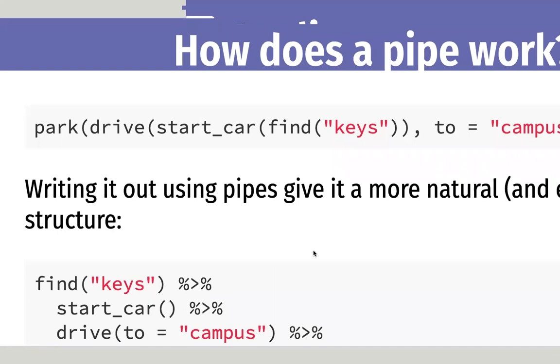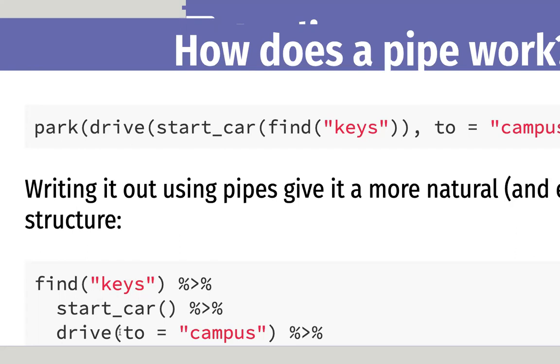And so this is where the pipe comes in. This exact same code can be rewritten using a pipe. All the pipe does is it puts the previous piece into the first argument of the subsequent piece. So, for example, here, I'm going to find my keys and then start the car. It's taking that find keys output and piping it into the first argument of the start car input.